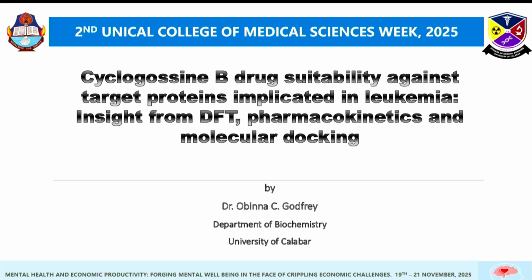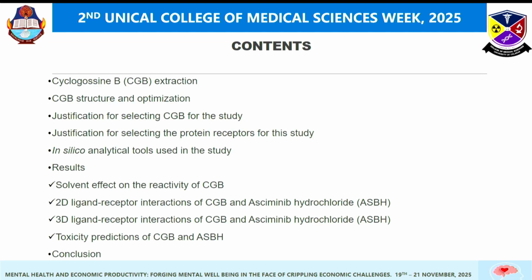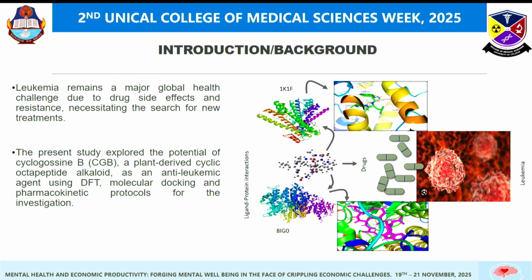My topic is Cyclogossine B drug suitability against target proteins implicated in leukemia: insight from density functional theory, pharmacokinetics, and molecular docking. Next slide, please. All right, these are the contents of the research. Next slide. The present study explored the potentials of cyclogossine B as an anti-leukemic agent. We utilize density functional theory, molecular docking, and pharmacokinetic protocols for the investigation.